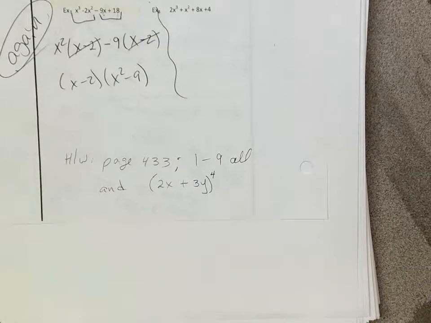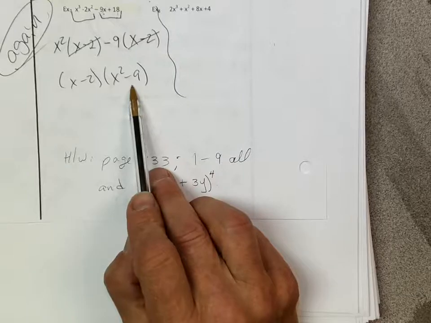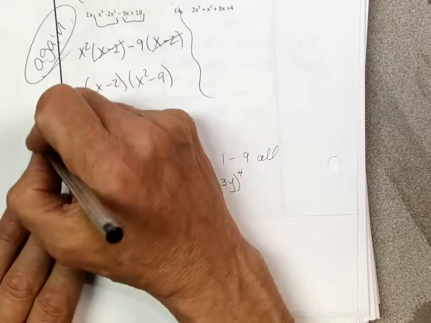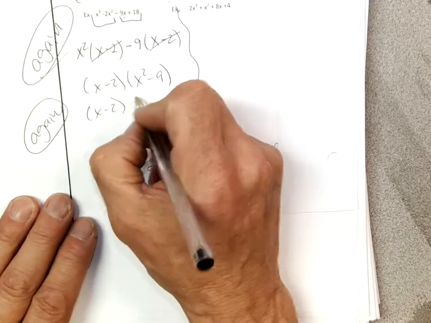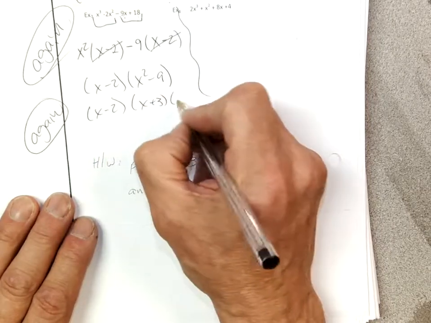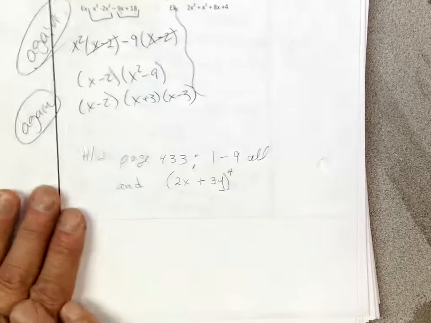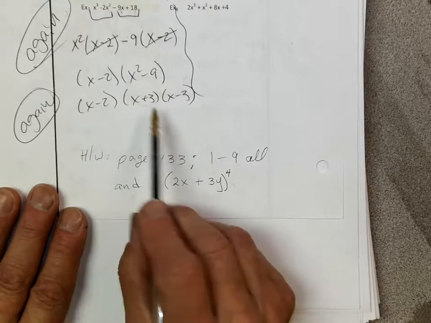Anybody see anything else? There you go. We can factor this one again, can't we? How about one more time? So x minus 2. Angel said, how about an x plus 3? x minus 3. Nice job, Angel. Do you agree with what he did?